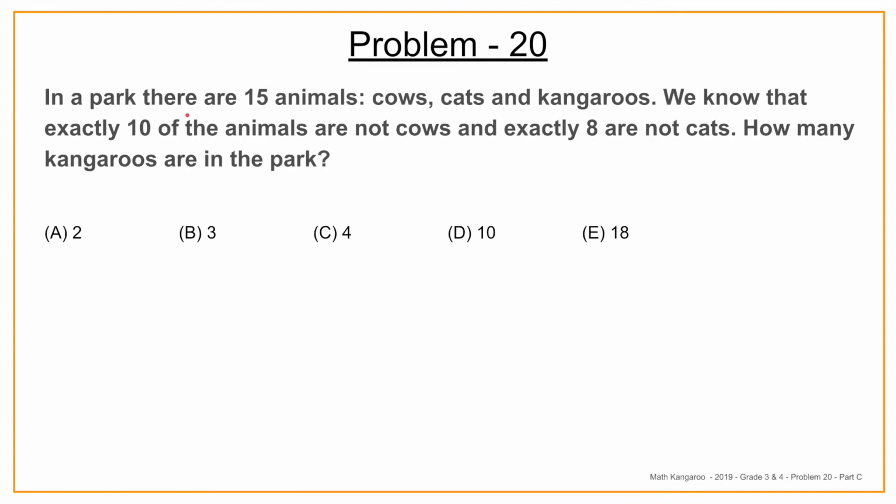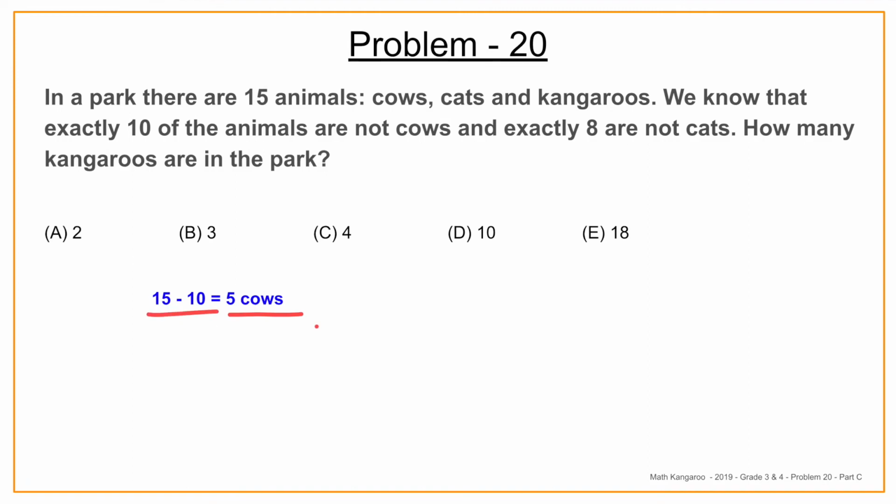Problem 20. In a park there are 15 animals: cows, cats, and kangaroos. We know that exactly 10 of the animals are not cows and exactly 8 are not cats. How many kangaroos are in the park? These are our options. We know that the total number of animals is 15. That is cows, cats, and kangaroos. Let's find it out. Animals that are not cows. We are told that exactly 10 of the animals are not cows. Since the total number of animals is 15, the number of cows can be 5. So 15 minus 10 gives us 5 cows.